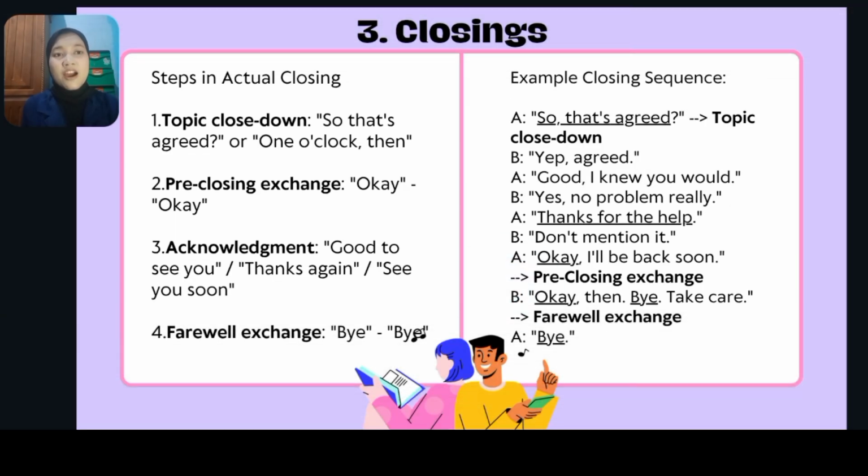So there are 4 steps in actual closing. The first one is topic closed down, for example, "So that's great." The second is pre-closing exchange. You can say "Okay." And the third is acknowledgement. You can say "Good to see you," "Thanks again," or "See you soon." And then the last is farewell exchange.